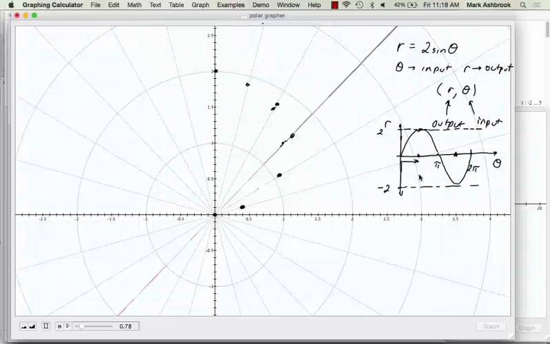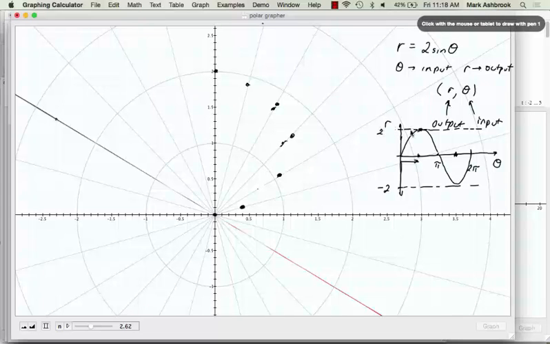Then what happens from pi over 2 to pi? What happens to the value of r? Back to 0. We start at this point, and as we go through the second quadrant, we'll be back at the pole. Those values of r are going to decrease, slowly at first, and then more quickly. Is it just the inverted reflection? Yes, it decreases slowly here, and then much more rapidly.